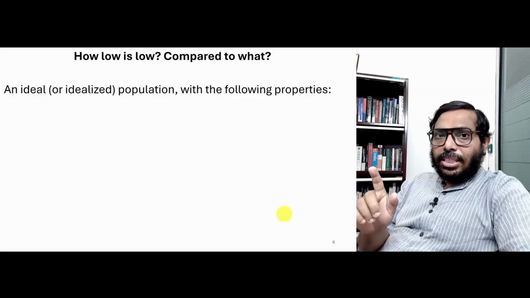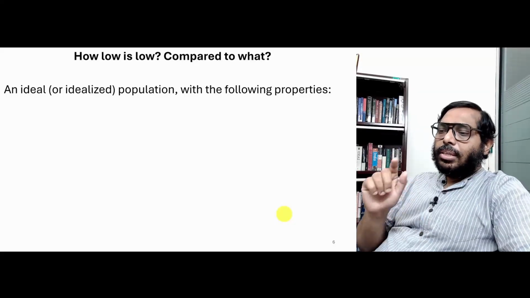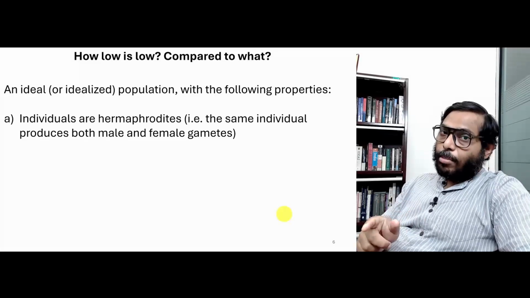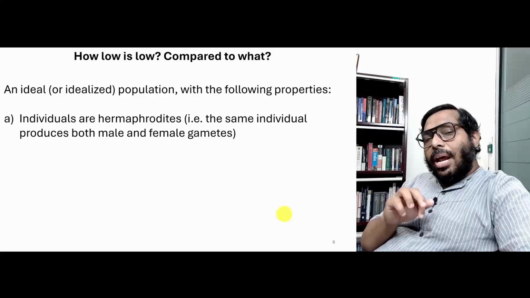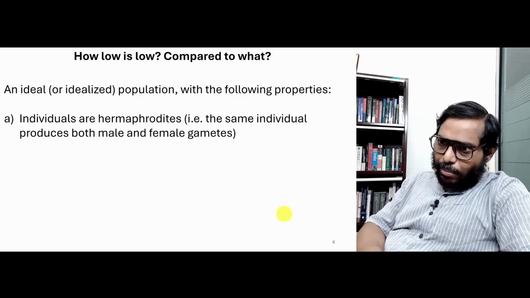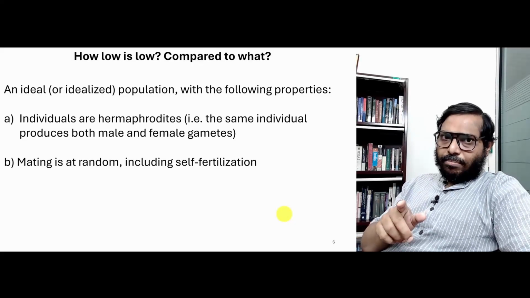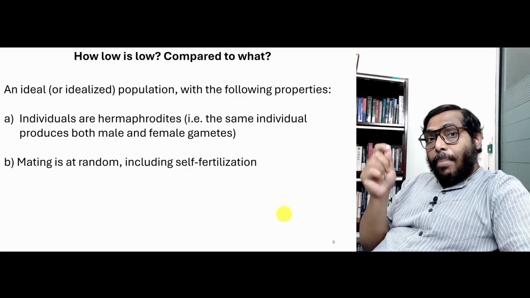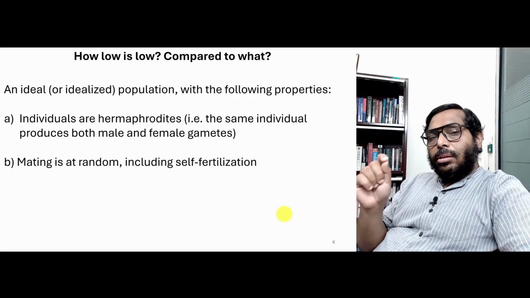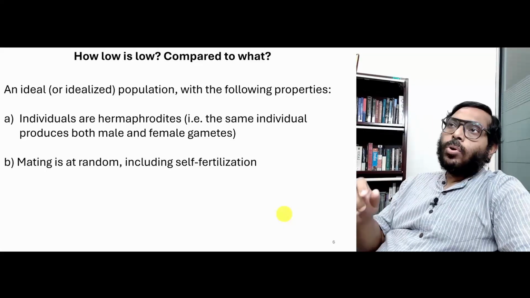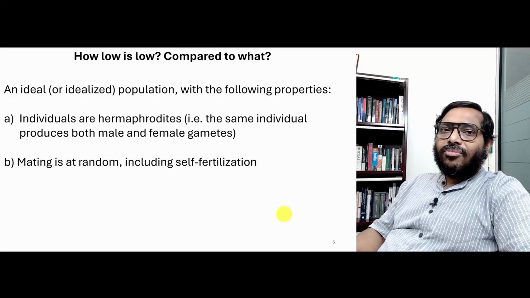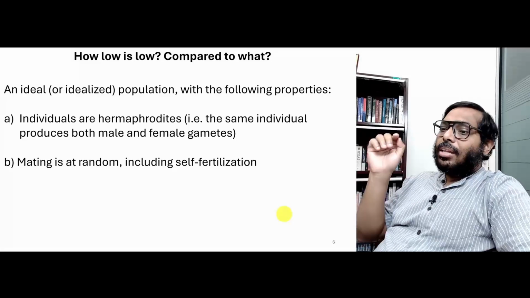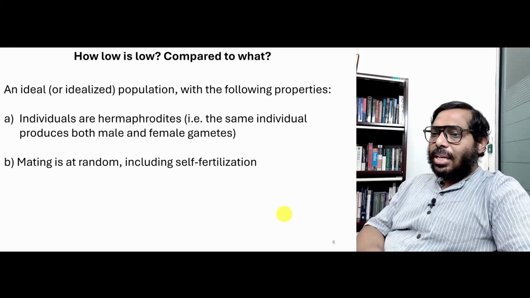An ideal or idealized population in the context of genetic drift is supposed to have the following properties. First, we assume that all the individuals are hermaphrodites. In other words, all individuals are able to produce both male and female gametes, and mating is random, which basically means that any male gamete can fertilize any female gamete, but in this particular case self fertilization is explicitly allowed. In real life biology there are many cases where self fertilization never happens, but in the context of an idealized population, remember it is a theoretical construct, you assume that self fertilization is allowed.